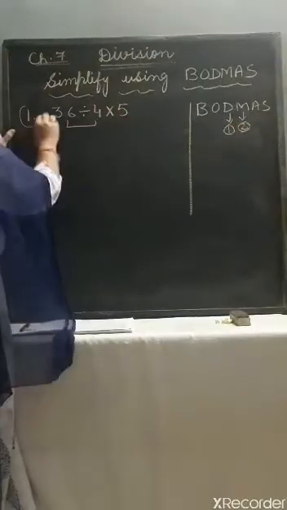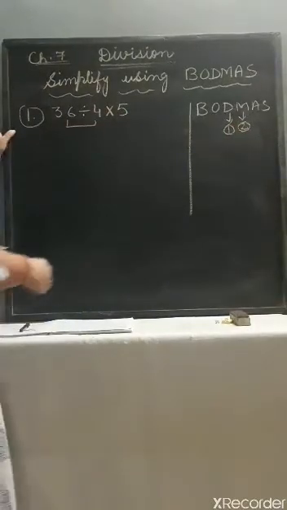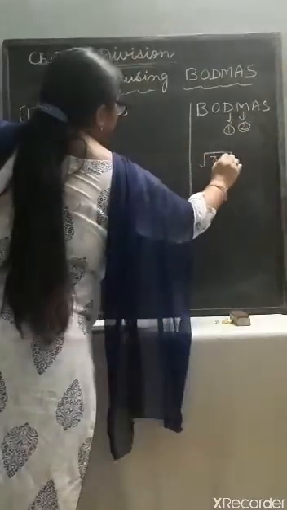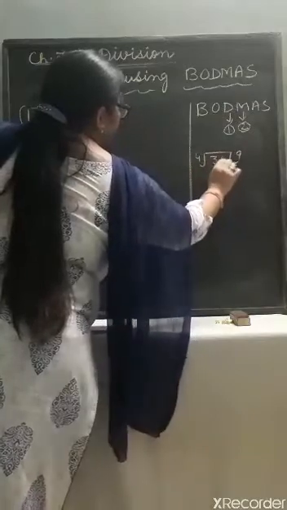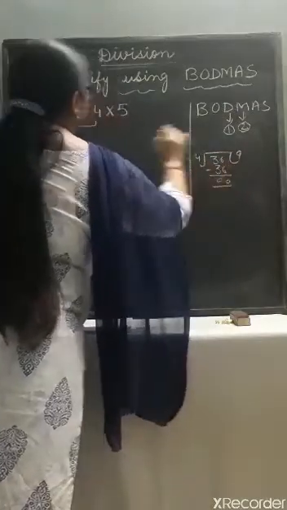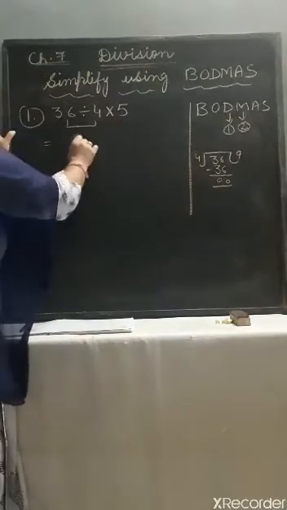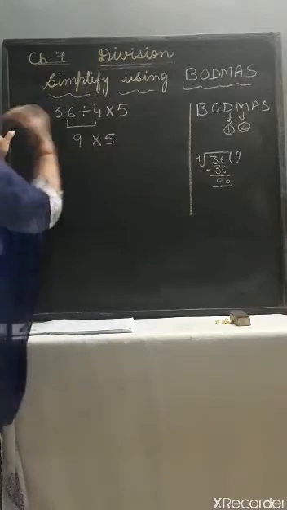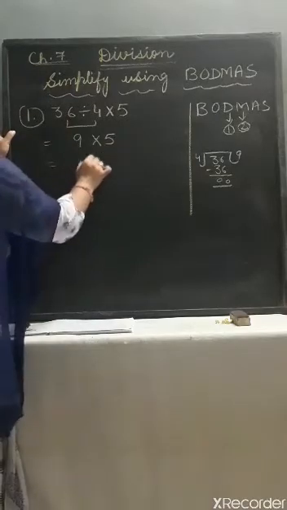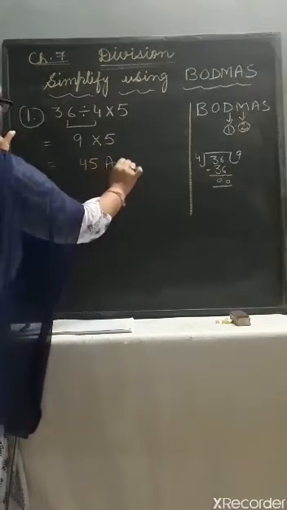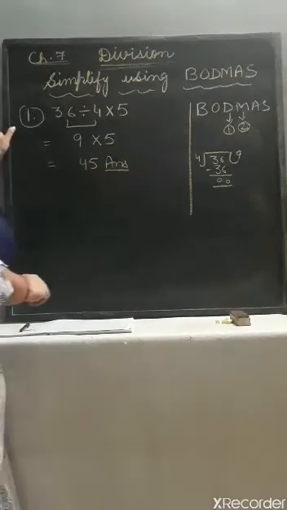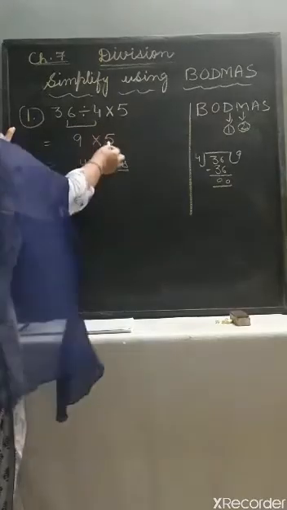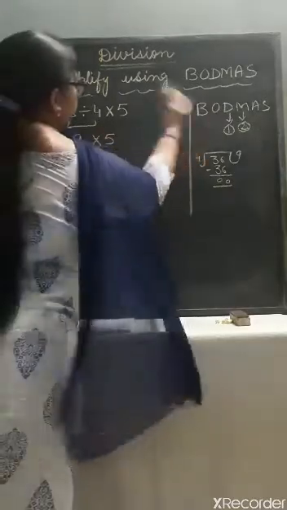36 divided by 4, answer is 9. 4 nines are 36. You can solve it like this. Write down 9 here and then multiplied by 5. 9 fives are 45. So our answer is 45. Here we did division first, then multiplication using the rule of BODMAS.